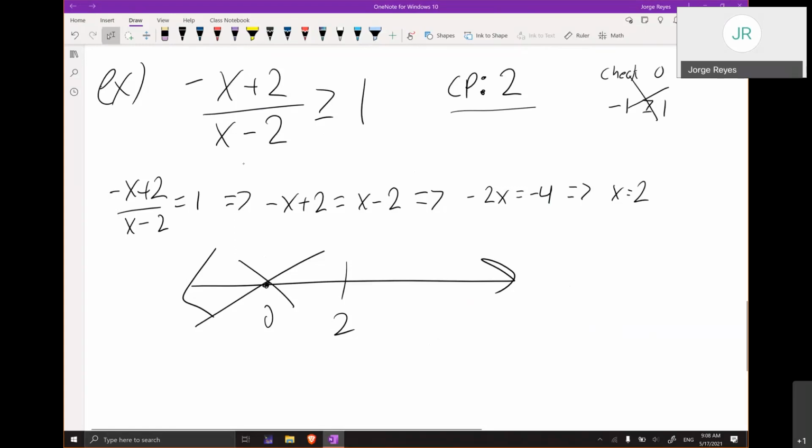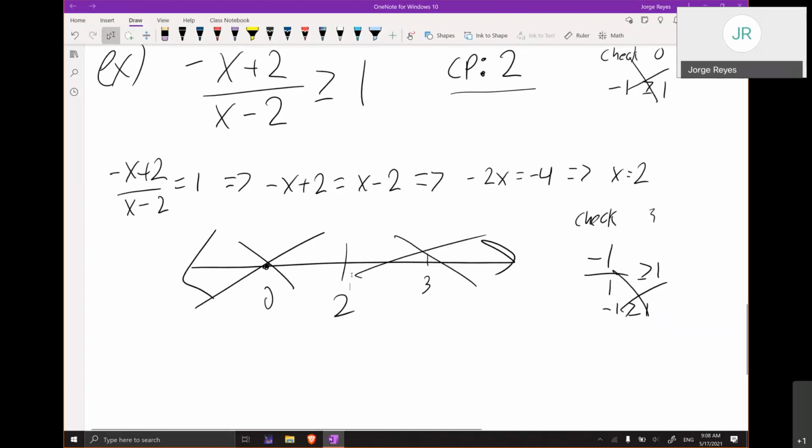Now I'm going to check like 3. If I plug in 3, I'm going to get negative 3 plus 2, which is negative 1, over 1, which gets me negative 1 greater than or equal to 1. Is that true? No. So actually, this is just never true. All right, the answer to this is no solution.